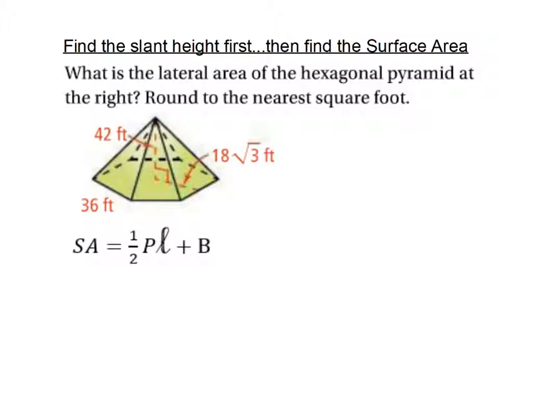All right, let's do another one of these hexagonal ones. They're a little trickier. It says find the slant height first, then find the surface area. What is the lateral area of the hexagonal pyramid at the right? Okay, it says lateral. Let's scribble that out. I'm going to go ahead and find surface area because it asks for that. But in order to do that, we have to find the slant height. Let's look at all this information they gave us.